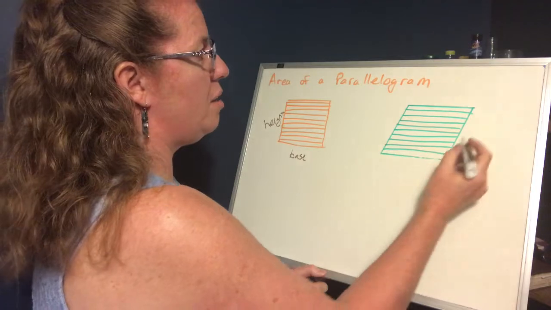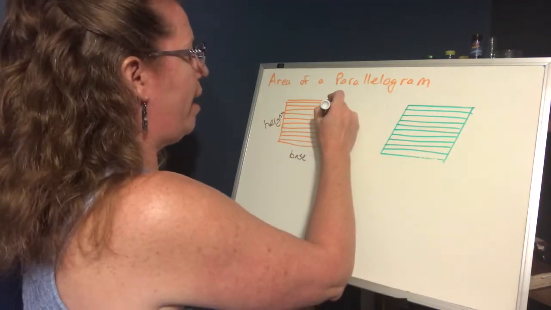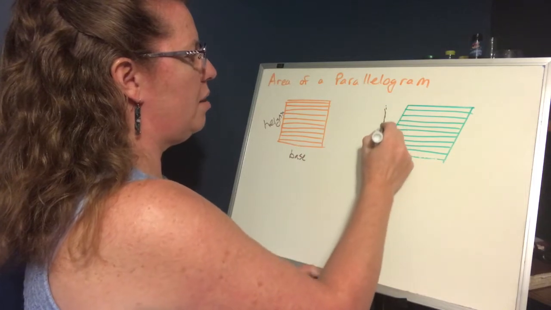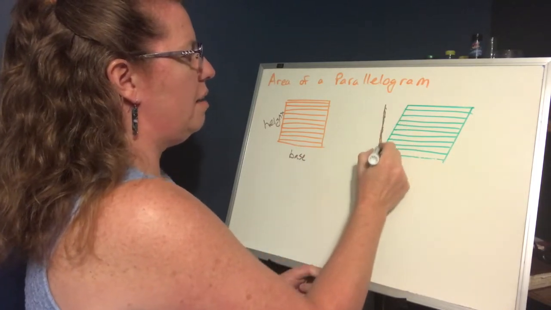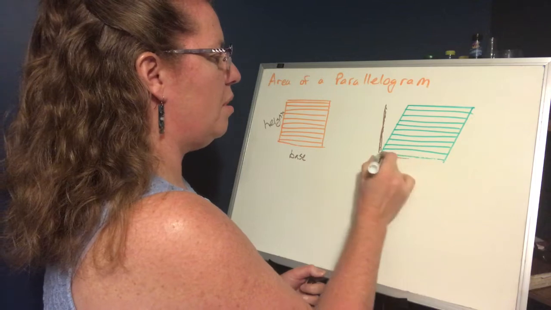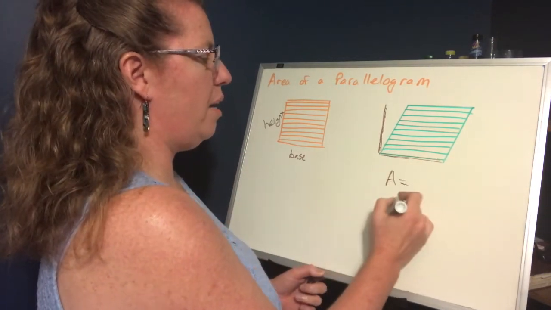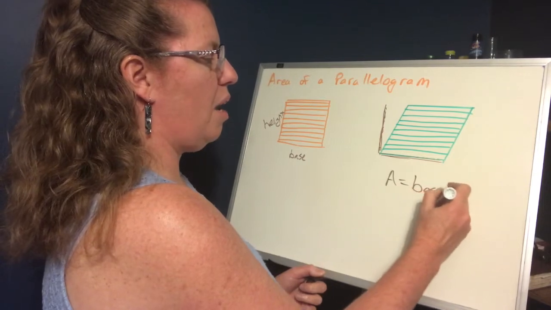The thing that changed is here, my height now is still going to be that perpendicular distance, still the height times this. So our formula is actually going to stay the same. Area equals base times height.